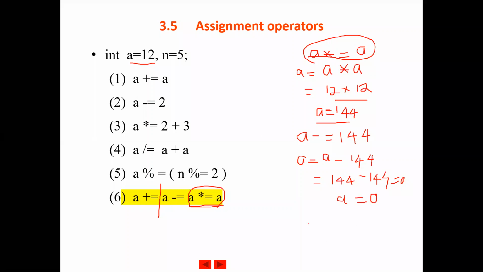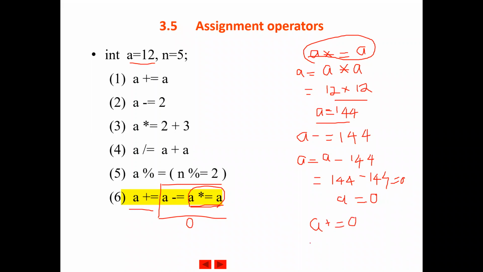Understood? Now in the last step, A equal to 0. We are going to substitute in the remaining part, which after solving we got as 0. So we are writing it as A plus equal to 0. Expand this shorthand assignment: A equal to A plus 0. The new value of A should be substituted here. New value of A is 0, right? It will be 0 plus 0, 0.